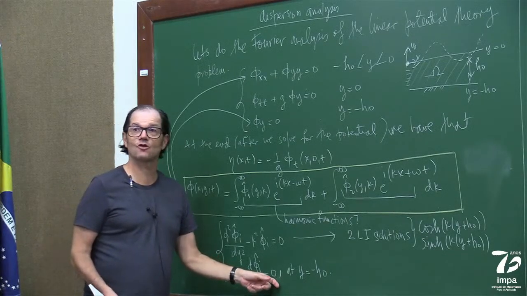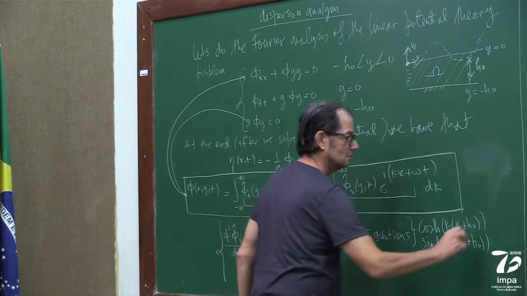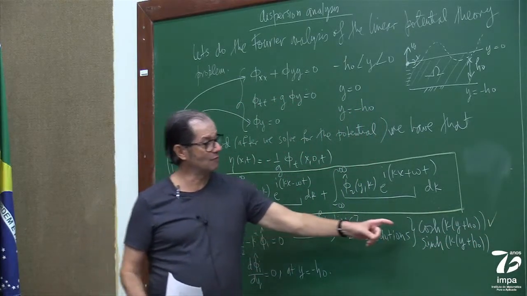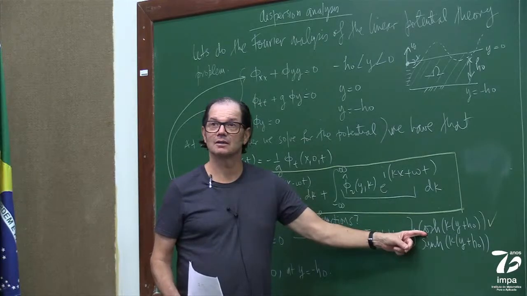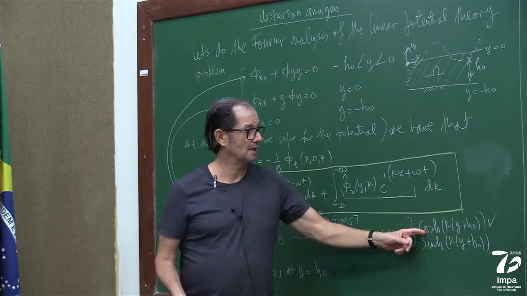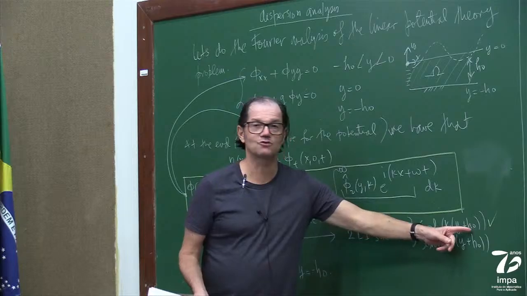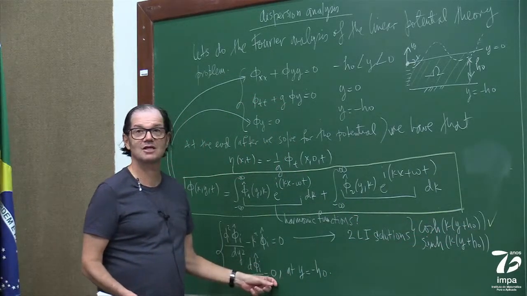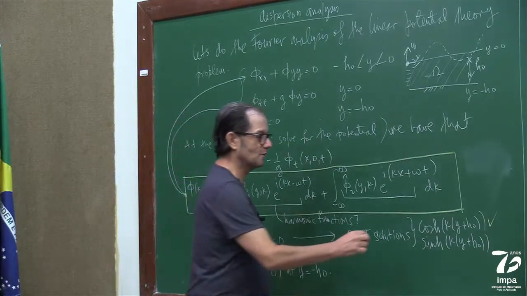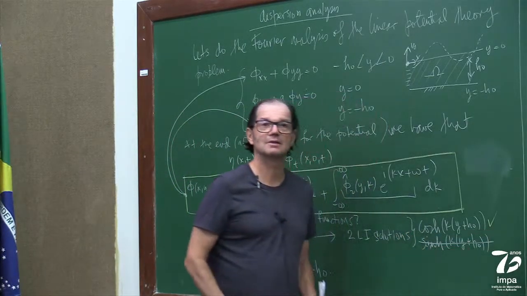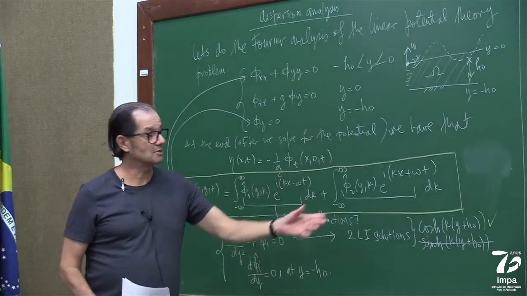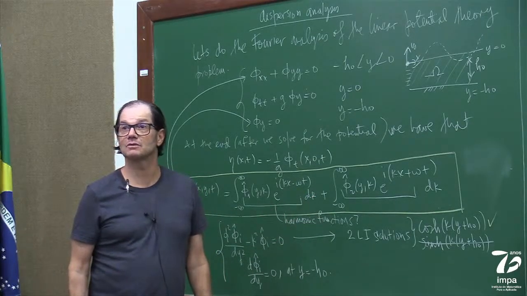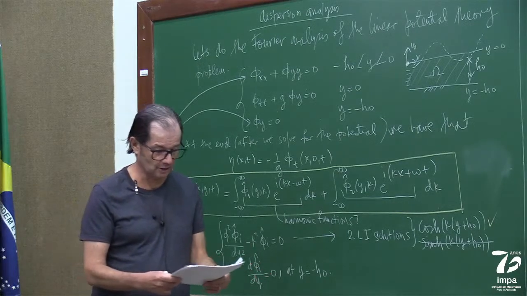Which one satisfies the Neumann condition at the bottom? This one. Because the derivative of the cosh is the sinh, and at the bottom, y equals minus h naught, it's 0. So I satisfy this. And this other one, I forget. This homogeneous solution is not needed in the solution. Okay? That's all there is.